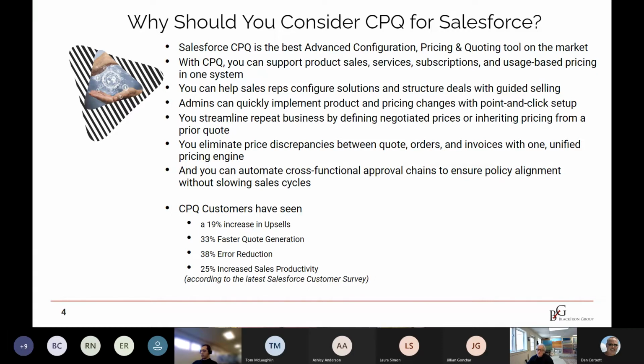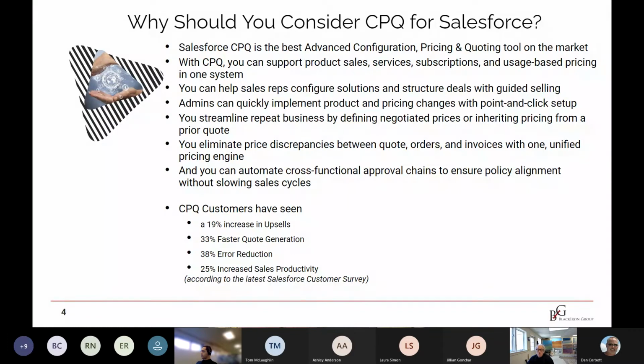38% error reduction. This is really huge because, as I said, it doesn't let you sell things you shouldn't sell with this product, or price certain things a certain way. It really lets you build a really good set of business rules around your process. And 25% increased sales productivity. Again, I think in some cases it's more, because if your sales guys have to do a quote and it takes them an hour or an hour and a half, and all of a sudden they can do it in 20 minutes or less, it's a huge thing.